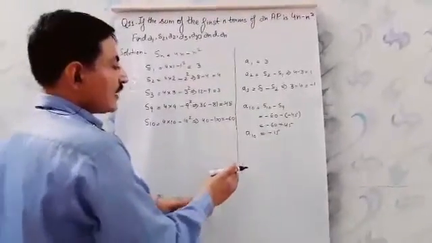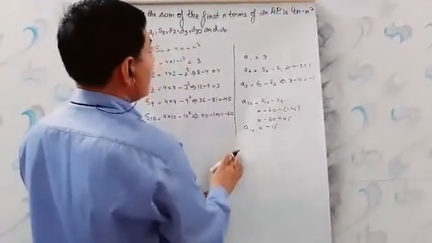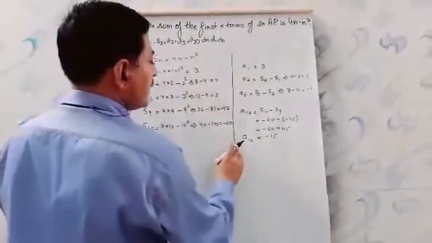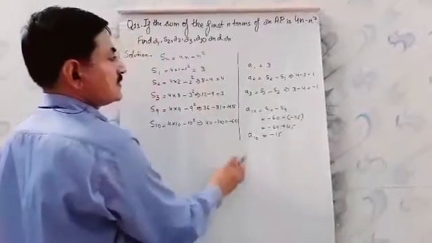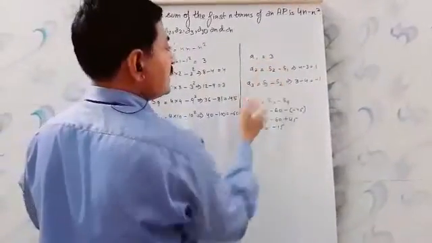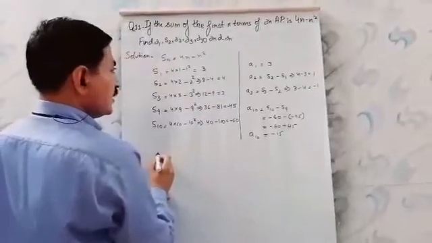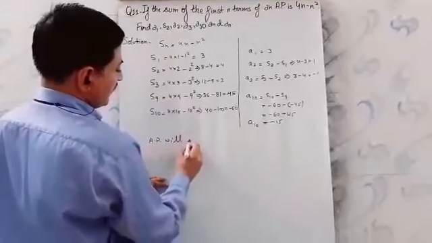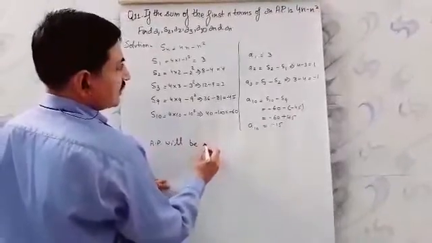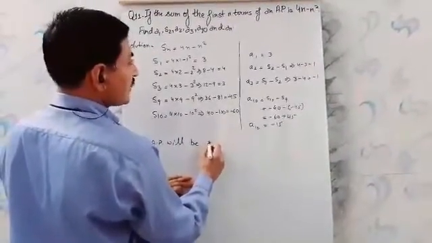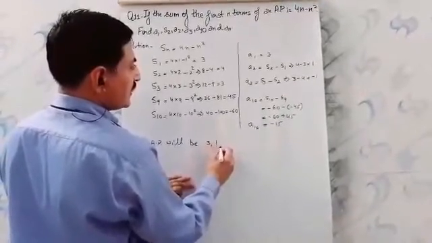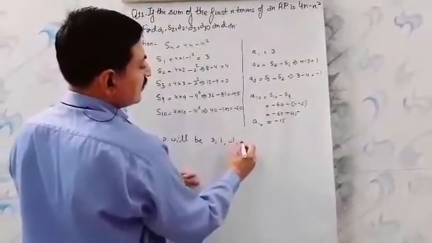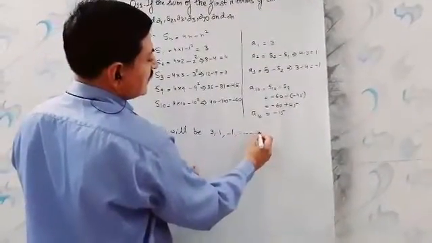Okay. Now we have to find An. An means the nth term. So that is a simple way. First we can find out what series is going on. We will see the three terms continuously. So the AP will be 3, then 1, and then minus 1, and it goes on, and the 10th term is minus 15.